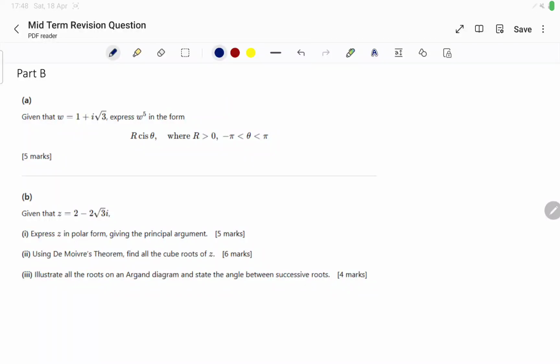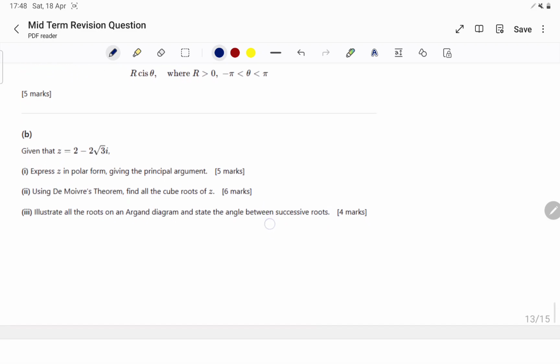Okay, for question part B, given that W is equal to 1 plus i square root 3, they ask us to express W to the power of 5 in the form of r cis theta. So basically this is a polar form. First step is you take the value of W.